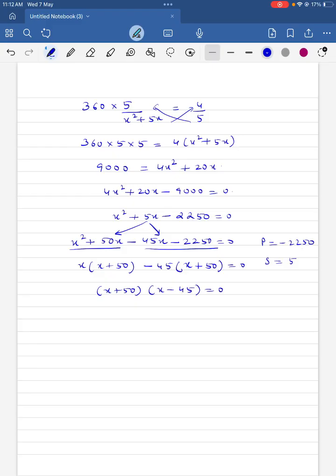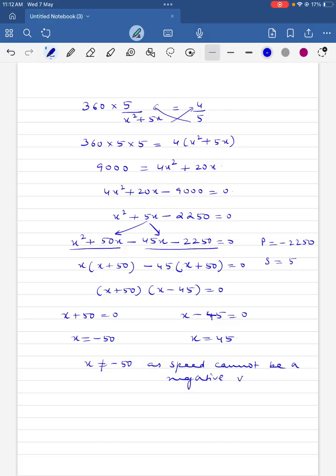So now either x plus 50 is equal to 0 or x minus 45 is equal to 0, which gives me x is negative 50 or x is 45. Now obviously the speed of a train cannot be a negative value, so x cannot be equal to negative 50, as speed cannot be a negative value. So therefore x is equal to 45, which means that the original speed of the train is equal to 45 km per hour.